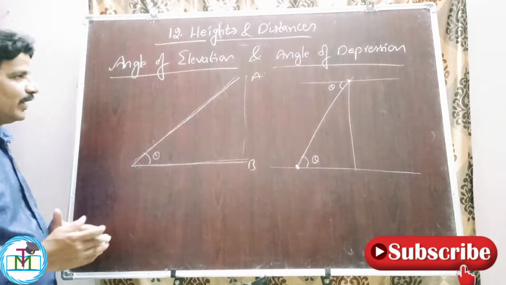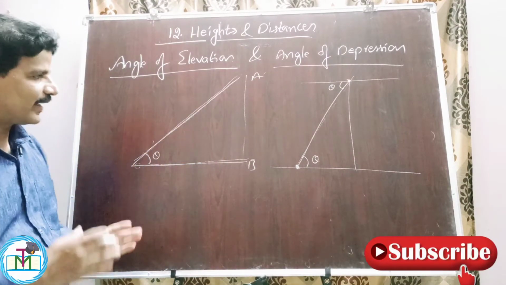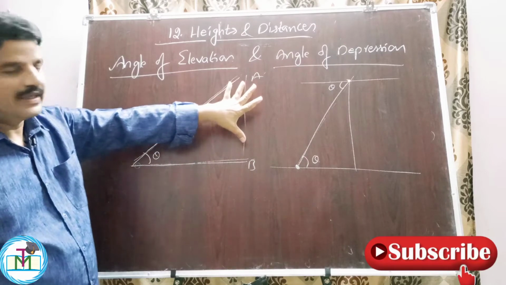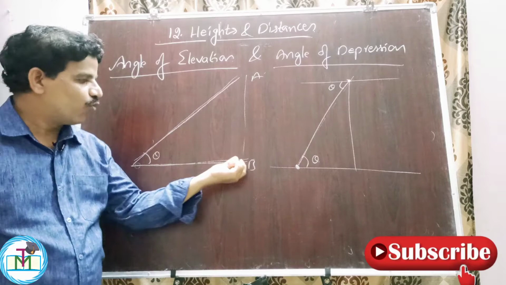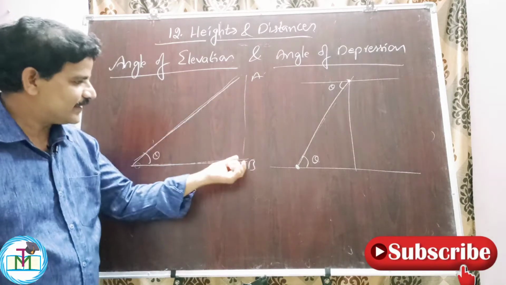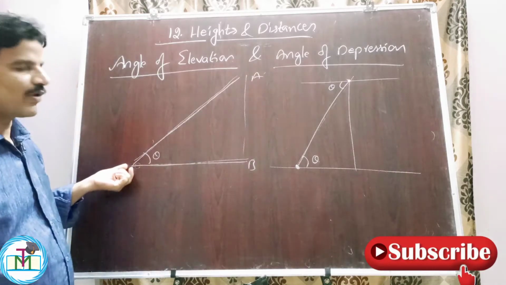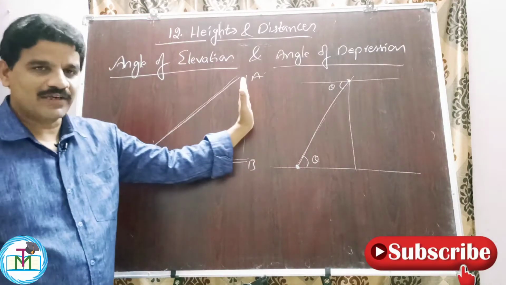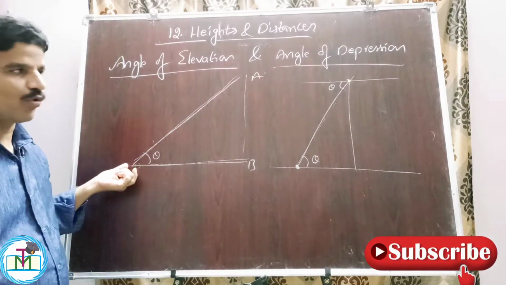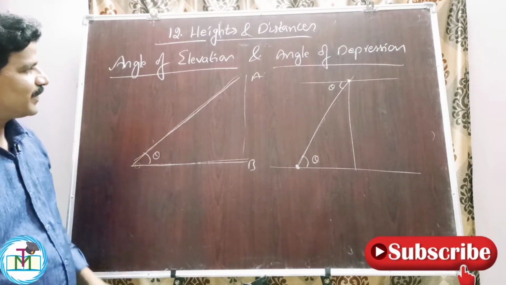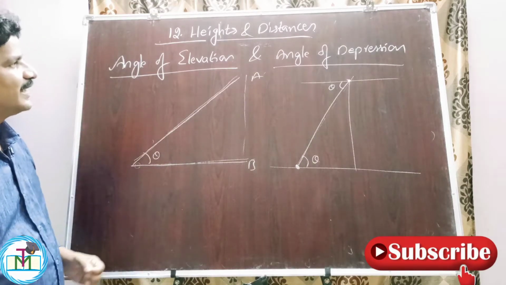Usually by using this angle of elevation or angle of depression concept, we calculate the height of a building, the height of a tower, the height of a tree, and the distance between the foot of the tree, this is a tree, this is the foot of the tree, and the observation point. If it is a ship, the distance between the foot of the ship and the boat. So this concept is very useful for solving problems of heights and distances.